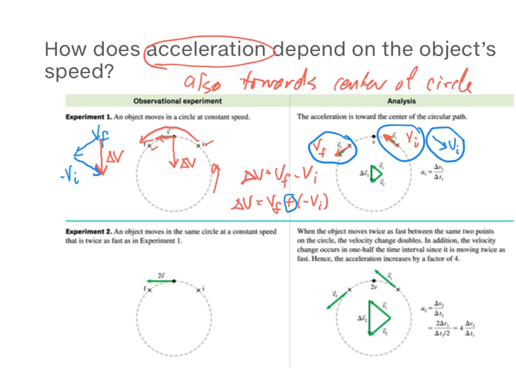So to sum up, we can say since acceleration is change in velocity over change in time, and we just proved that the change in velocity is pointing towards the center of the circle, that this vector, the acceleration vector, is also going to point towards the center of the circle, which is consistent with the unbalanced force pointing towards the center of the circle.